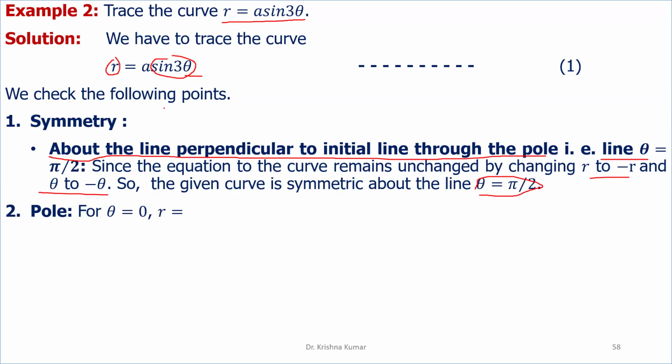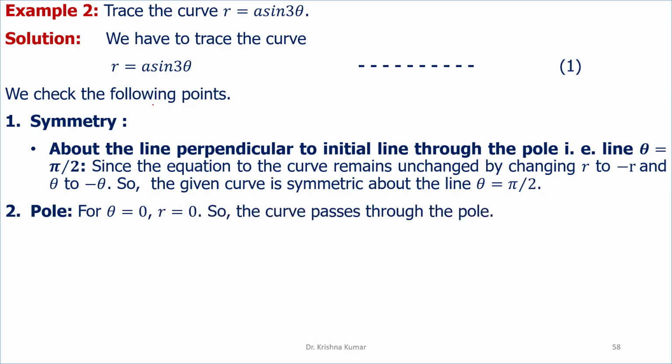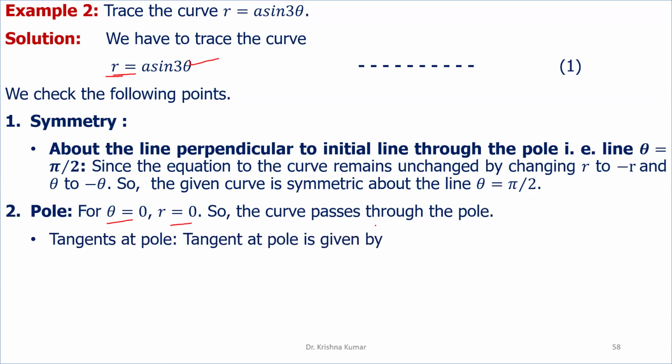Second condition, pole. For any value of θ, if we get the value of r as 0, then clearly if we put θ = 0 over here, r = 0. So the curve passes through the pole. So what are the tangents at the pole? The tangent at the pole is given by putting r = 0 in the given equation. So r = 0 means a sin 3θ = 0, sin 3θ = 0.